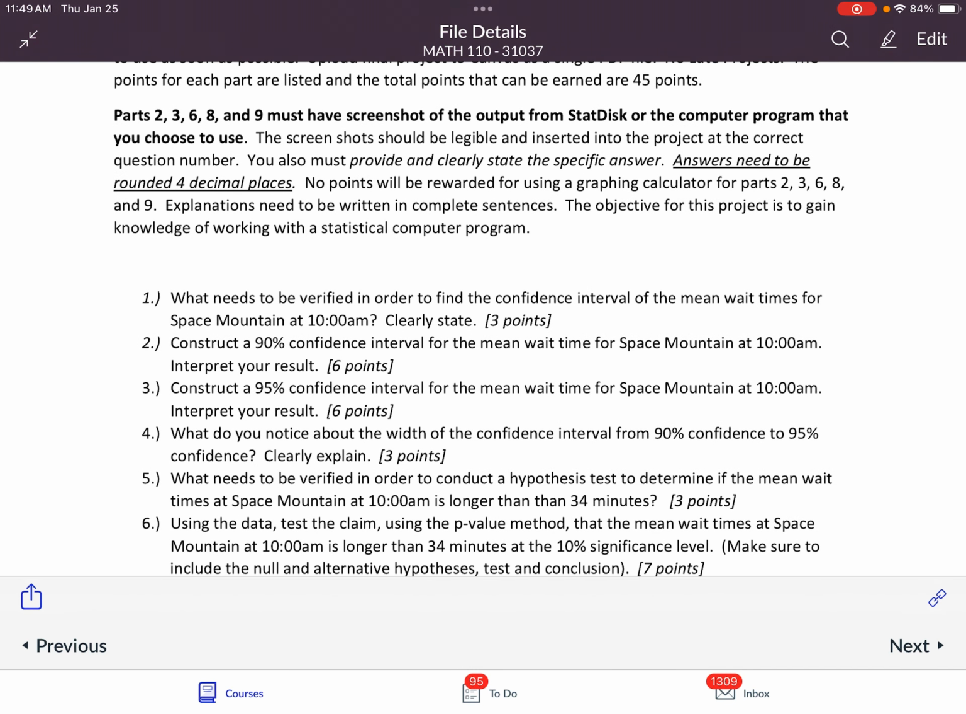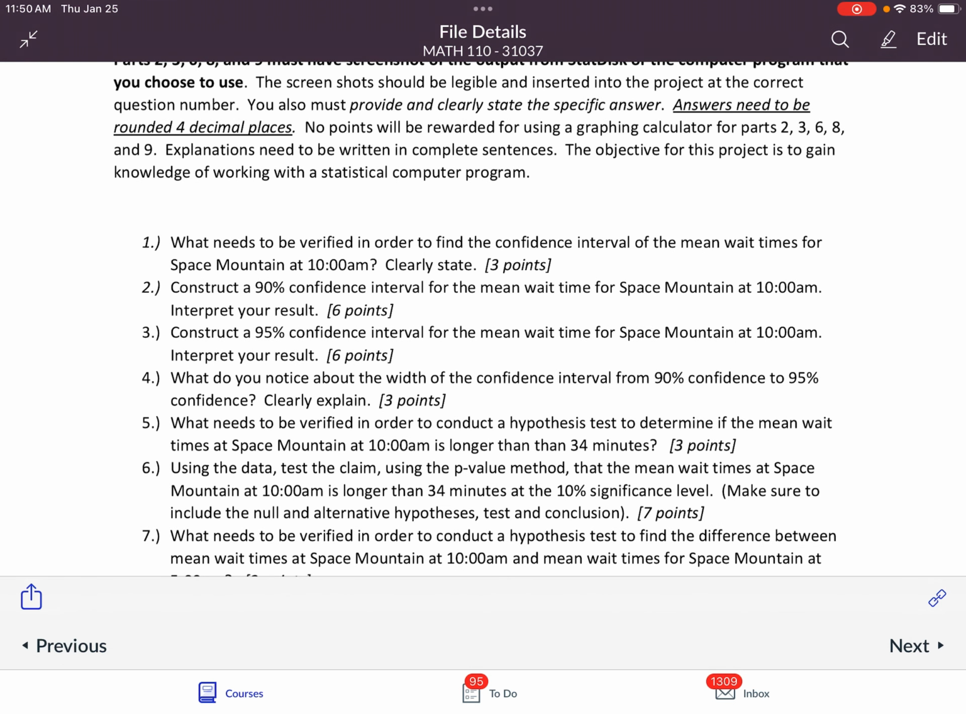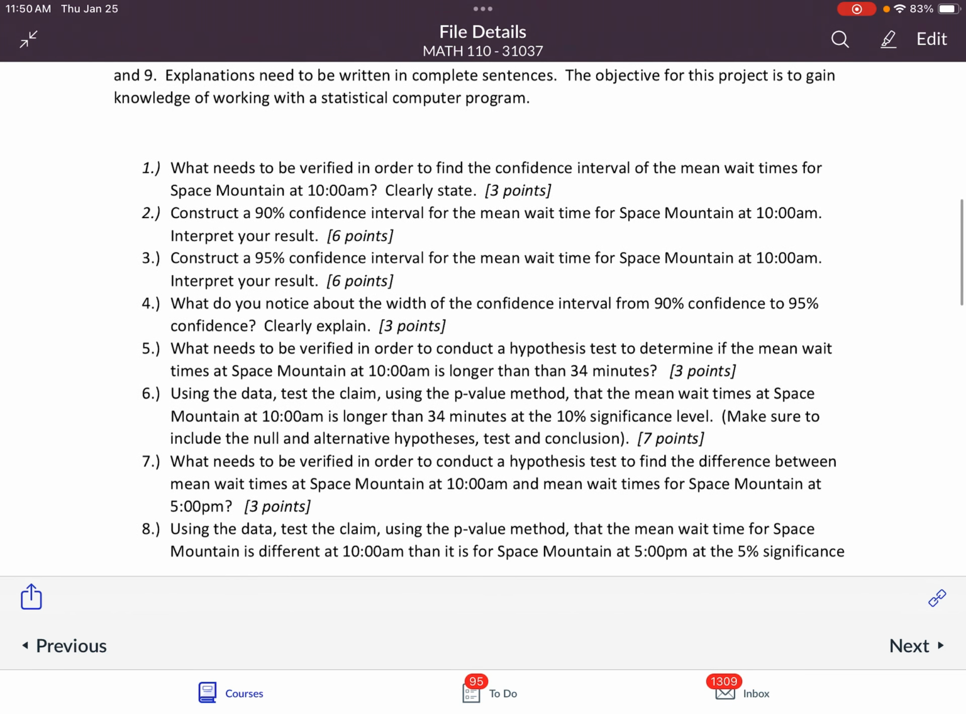We also need to make sure that your screenshots are legible and inserted into the project in the correct number question. You also need to provide clearly stated answers, so not just putting that picture of that screenshot, but also stating what the answer is, and making sure to round your answers correctly to 4 decimal places. No points are rewarded for using a graphing calculator on these parts that need the computer output, and explanations need to be written in complete sentences. So the objective is to gain knowledge of working with a computer program.